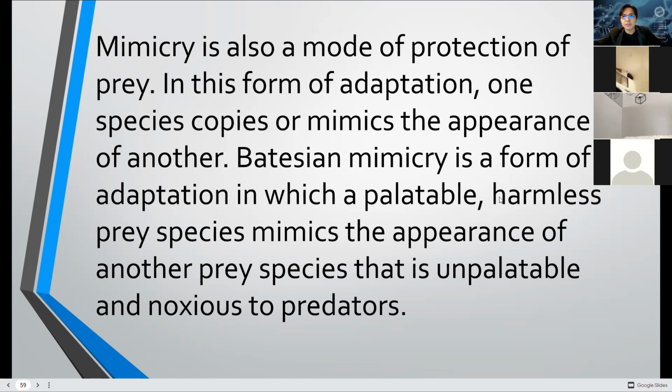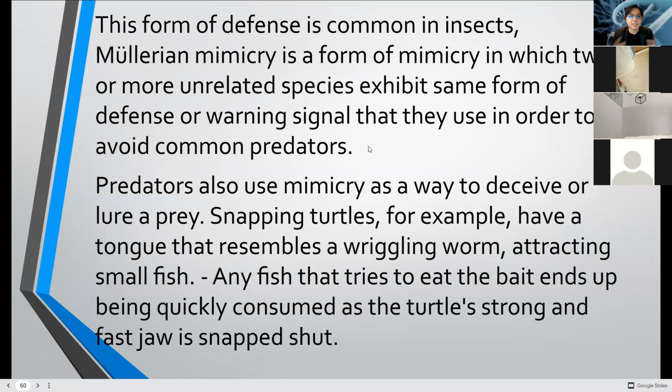Okay, so it mimics another species. Okay, this form of defense is common in insects. Okay, the second one is the Mullerian mimicry. This is a form of mimicry in which two or more unrelated species exhibit the same form of defense or warning signal that they use in order to avoid common predators. Okay, Batesian and Mullerian. Those are the two mimicries.